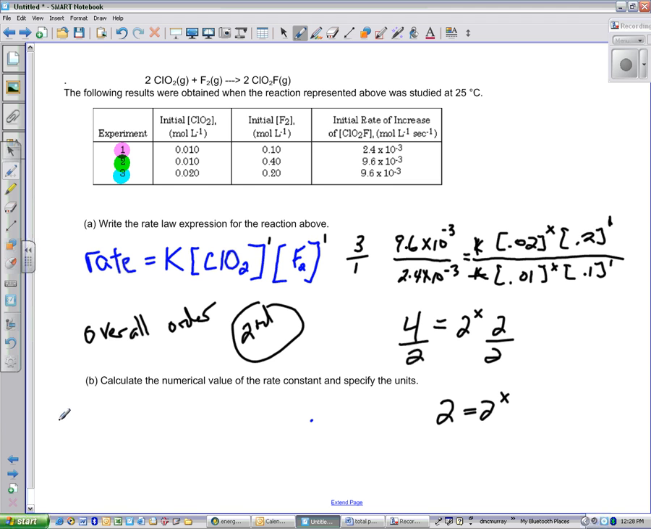Experiment 1 is 2.4 times 10 to the negative 3. And that's going to be what? Molarity per second? Equaling the k, which we don't know, times 0.01 to the first and 0.1 to the first. So now we know everything but the k. Remember, these brackets stand for molarity. Mathematically, we're going to get 2.4.